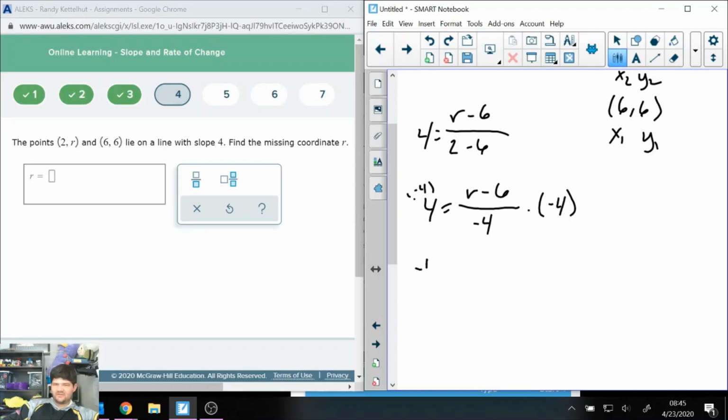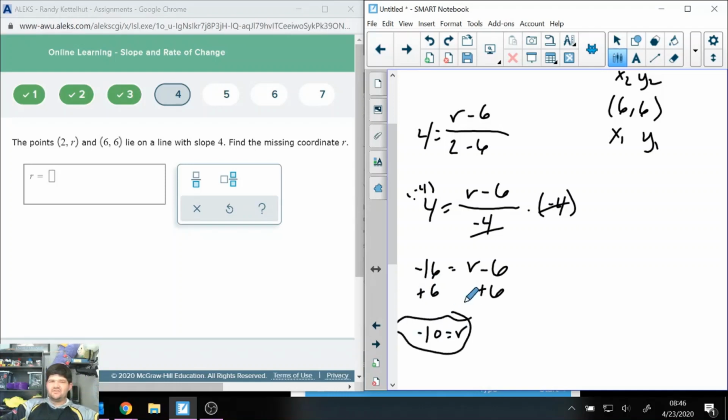So you multiply both sides by negative 4. 4 times negative 4 is negative 16 equals r minus 6. These 4's cancel. That's why we do that. And then to get r by itself, we're going to add 6 to both sides. You get negative 10 equals r.